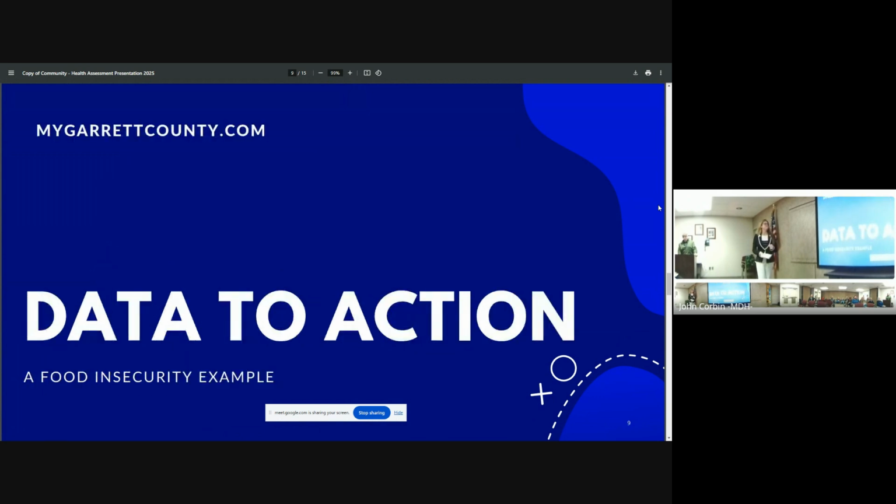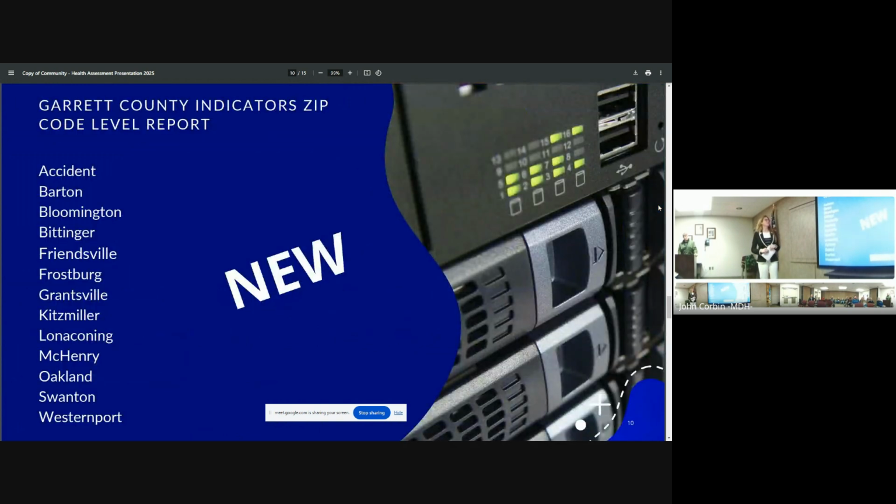Next slide. And this is where I'm going to talk about our next slide example. So this is the first time we've had a Garrett County Indicator zip code level report. All the other iterations, we had a secondary analysis that was pretty good. But this one is the first time we have zip code level data. These are all the zip codes that they report on.